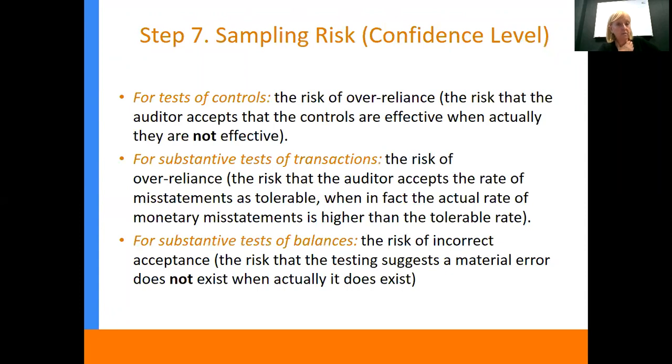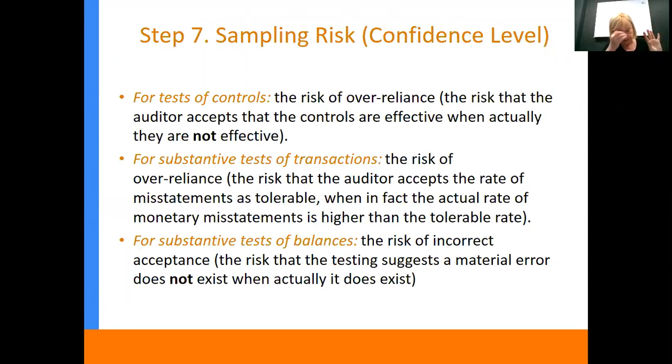And as I said earlier, for tests of controls, sampling risk is the risk of over-reliance, the risk the auditor accepts the controls are effective when actually they're not effective. For substantive tests of transactions, the risk of over-reliance is the risk the auditor accepts the rate of misstatements as tolerable, when in fact the actual rate of monetary misstatements is higher than my tolerable error. For substantive tests of balances, the risk of incorrect acceptance is the risk that the testing suggests a material error does not exist when actually it does exist. This is what I'm really worried about. And we talk in terms of low, medium and high.